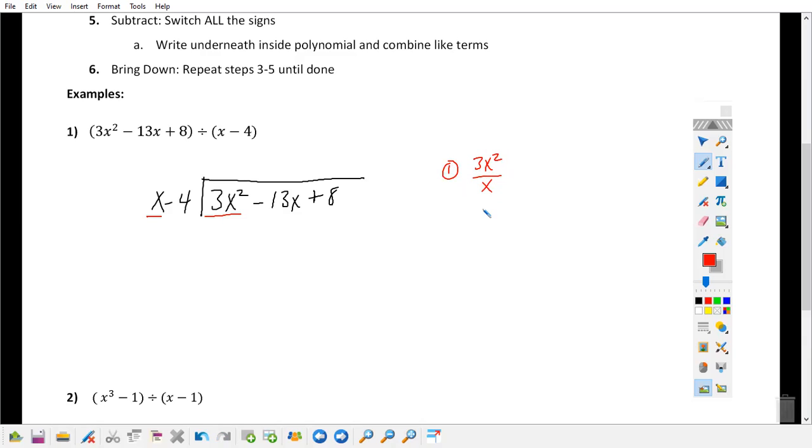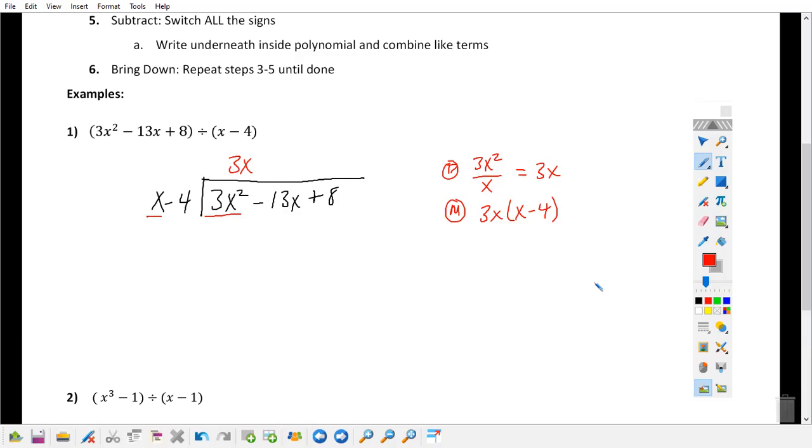Does that make sense? Okay, so I'm going to divide 3x squared by x, and what do I get? 3x. Do we all agree that this equals 3x? Okay, that is part of your quotient. Okay, that's our divide part. Now we're going to multiply. So I'm going to take the 3x, and I'm going to multiply it by my divisor, which is x minus 4.